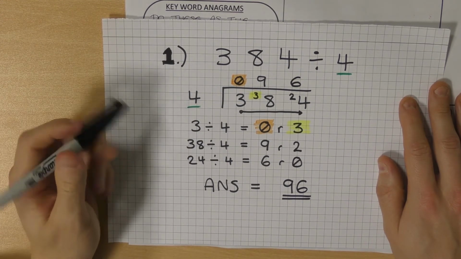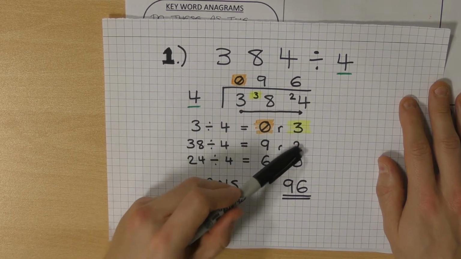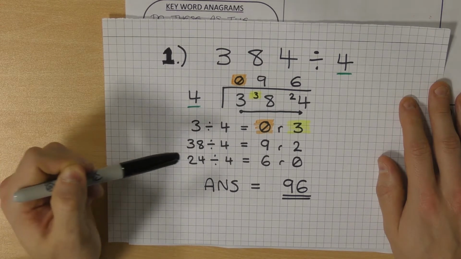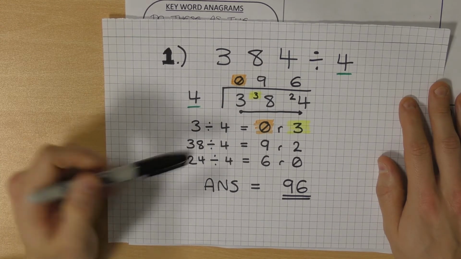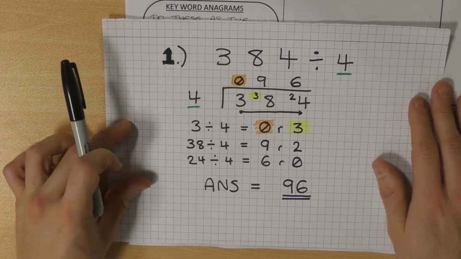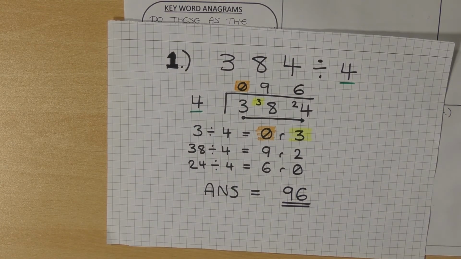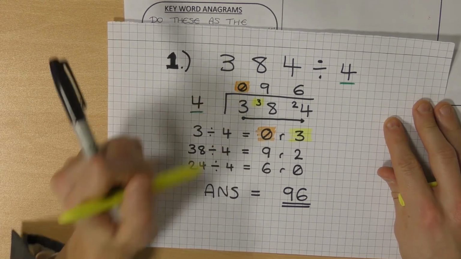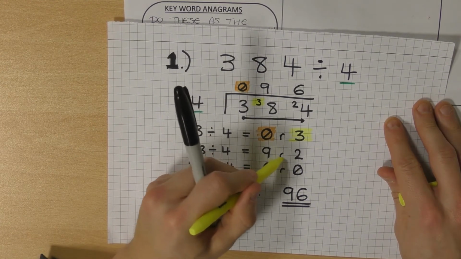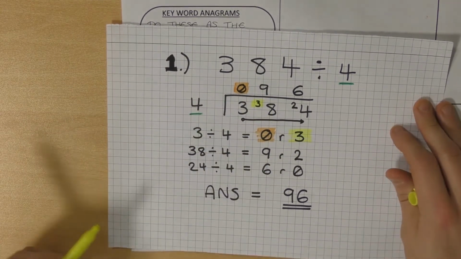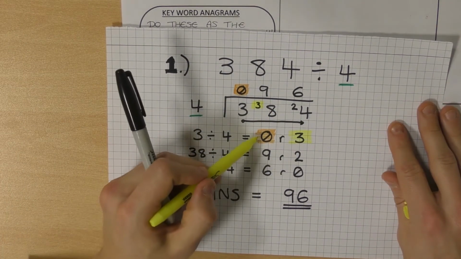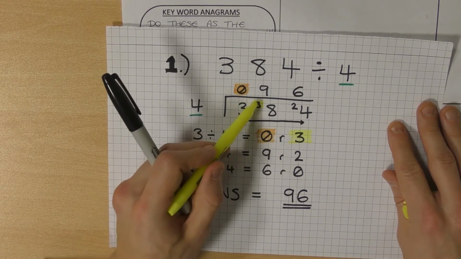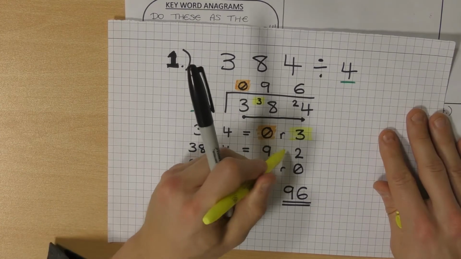38 divided by 4 is 9 remainder 2. 9 times 4 is 36. 38 is 2 more than 36. Therefore there is a remainder of 2. What we will have there is the 9 going above the 38 and the remainder of 2 going into the next column. As you can see, for the first one, I've put the orange as the answer and the yellow is the remainder. I'm going to do the same here.